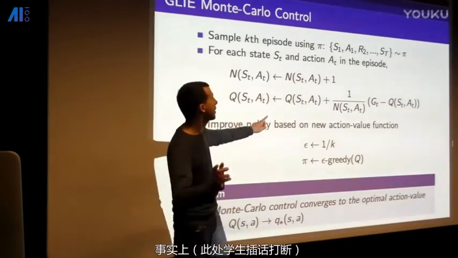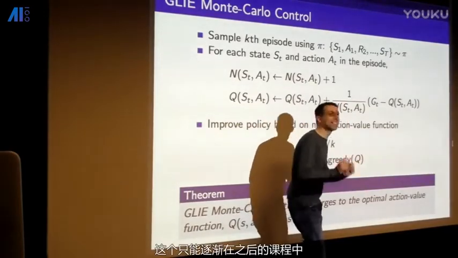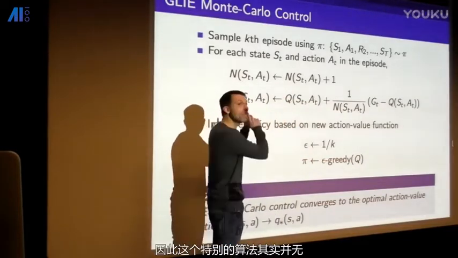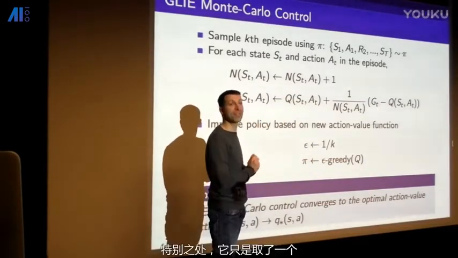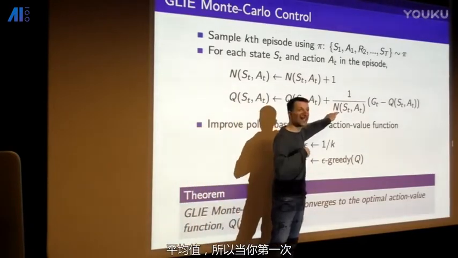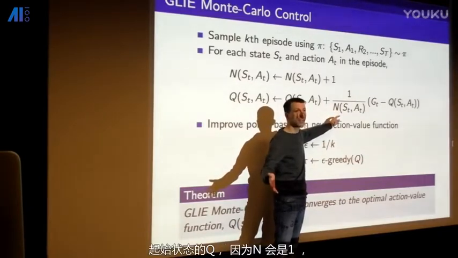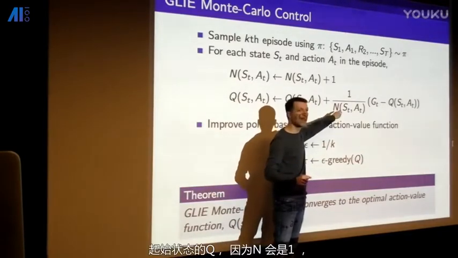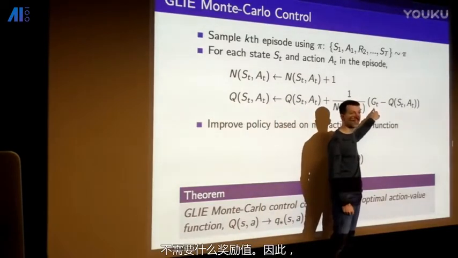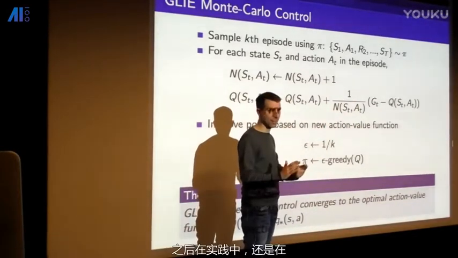Actually, sorry, that's not true with this particular schedule. Let me back off that. We'll see that for later versions where we have an incremental update. So for this particular algorithm, it makes no difference because we're just taking the mean, and so the very first time you see a new state action pair, you'll replace any Q value that you started with completely, because n will be 1. You completely replace your old Q value with that return that you saw. Right. So for this particular algorithm, it makes absolutely no difference what your initial Q values are.